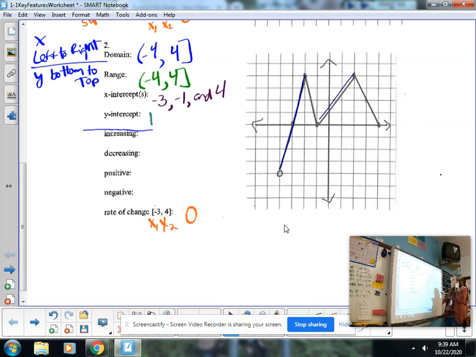So I want to look at x values. Well, this x value is 1, 2, 3, 4, so -4. This x value up here is 1, 2. That's going to be -2. So I'm increasing from -4 to -2. And I'm also increasing from here to here. So this would be an x value of -1 to 2.